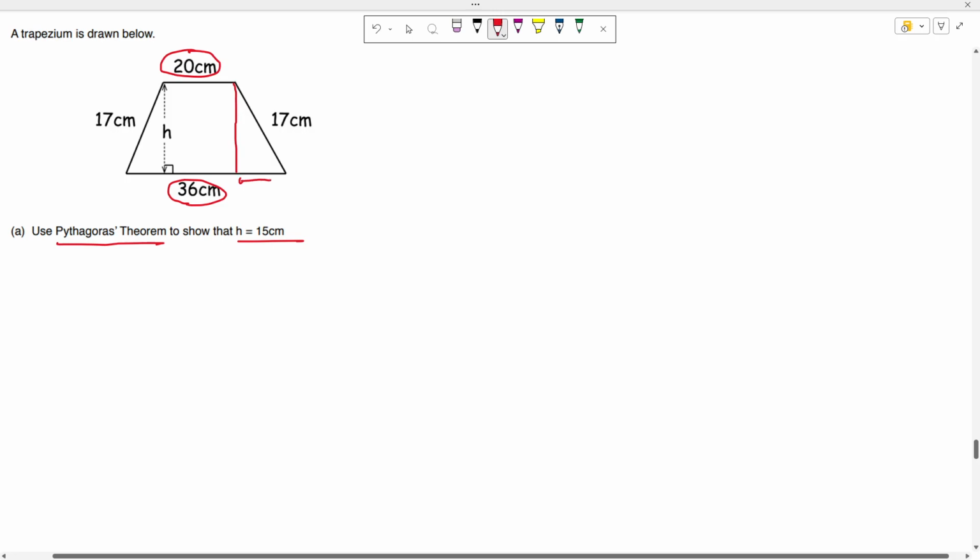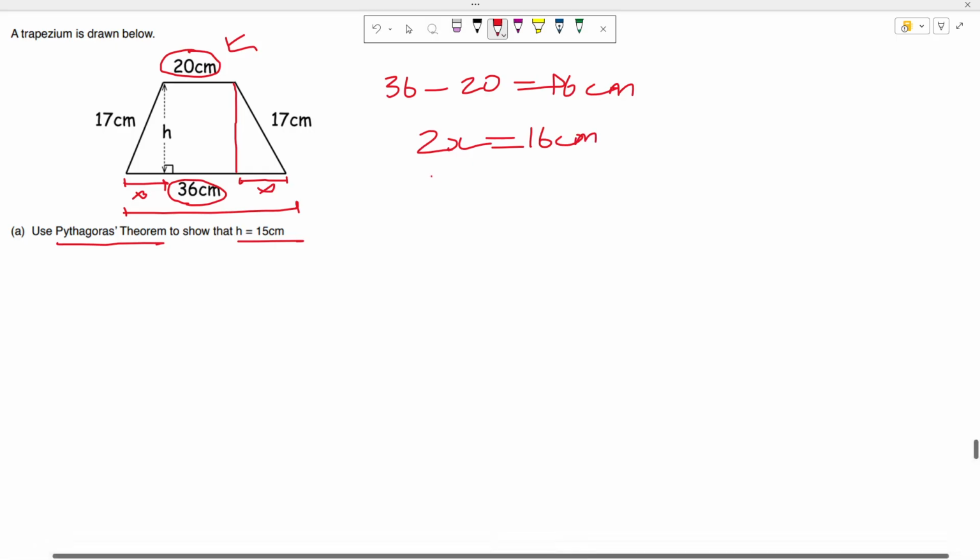Now we know that this side and this side are going to be equal, right, guys? So if we take all of this, which is 36, and minus this side right here, the other parallel side, we are going to get 16 centimeter, okay? And now since both of these have the same values, 2x is equal to 16 cm. Therefore x is equal to 16 over 2, which is equal to 8 cm.